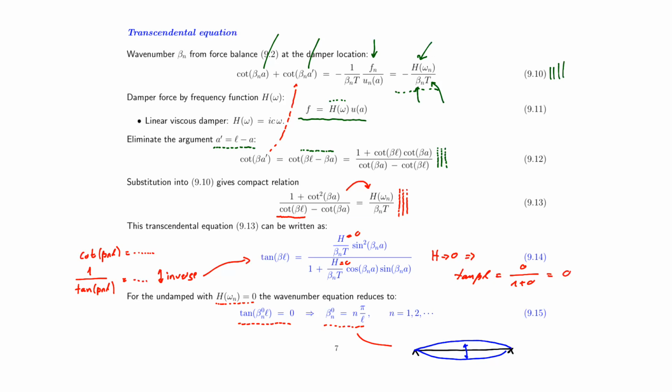So in principle, you should take this expression here and solve this for beta, or beta L. And if you don't want to assume that h is equal to 0, you could set h equal to i omega c. The same here, i omega c, and then you would have the solution for a viscous damper.